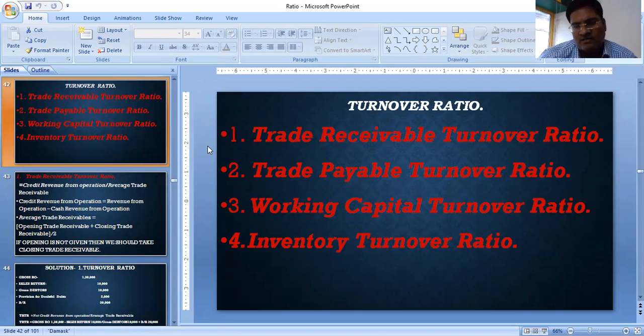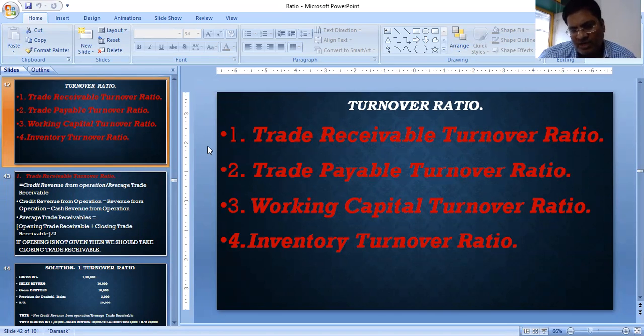Before I start, let me tell you how to remember the formulas: whatever goes down in the formula. In trade receivable turnover ratio, we are talking about trade receivable, so average trade receivables goes down as the denominator. In trade payable turnover ratio, average trade payables goes down. In working capital turnover ratio, only working capital will be in the denominator. In inventory turnover ratio, average inventory will be in the denominator.